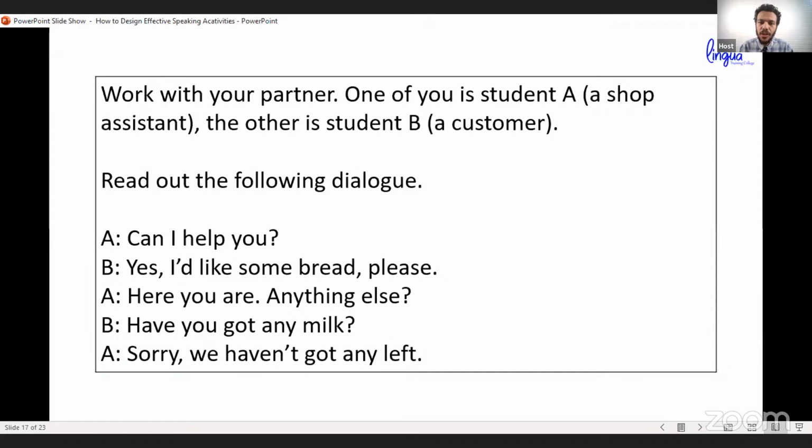Okay, next one. Work with your partner. One of you is student A, the other student B. Read the following dialogue. So still again, reading is not speaking.